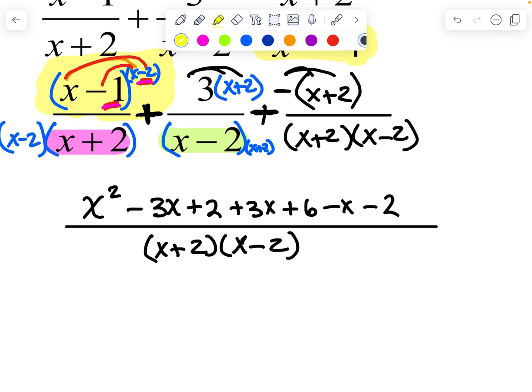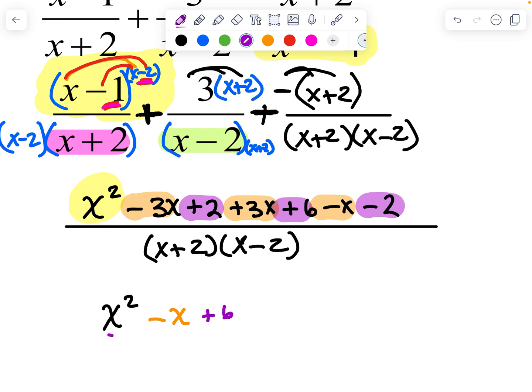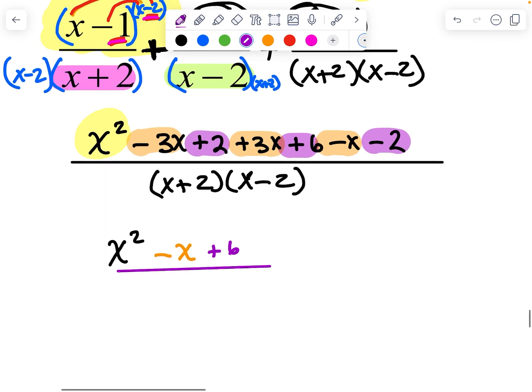So now we're going to combine like terms. This is your only squared term. So you have x squared. We have a negative, whoa, highlighter please. We have a negative 3x. We have a positive 3x and a negative x. Those combine to negative x. And we have a 2, a 6, and a negative 2, which combine, purple please, to 6. And that's factorable. Of course it is. So that is factorable.